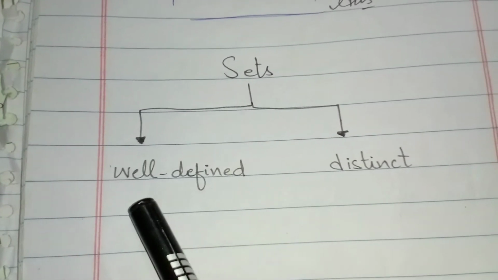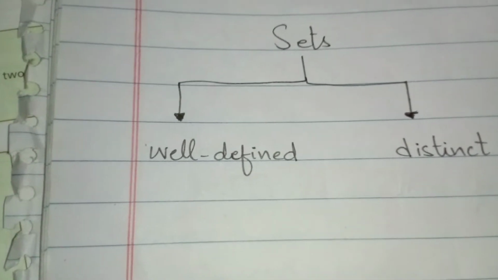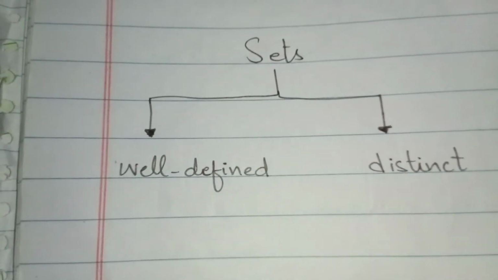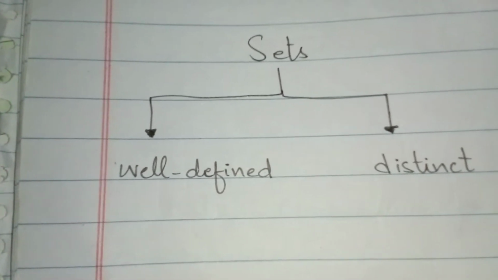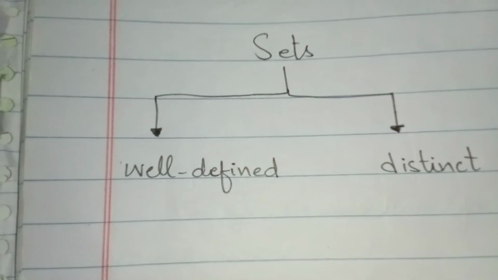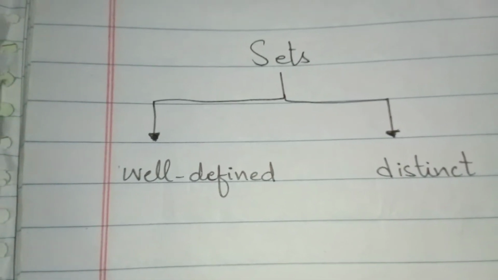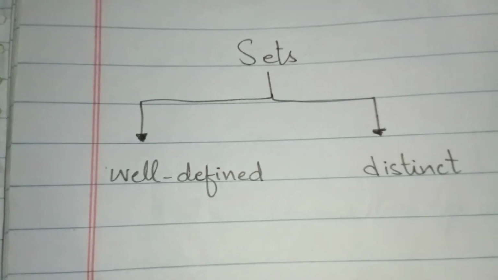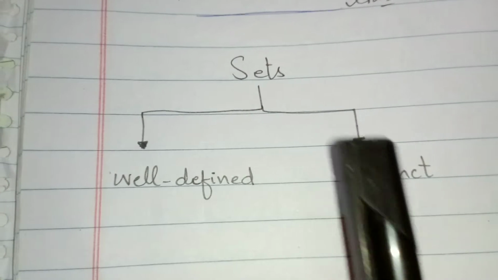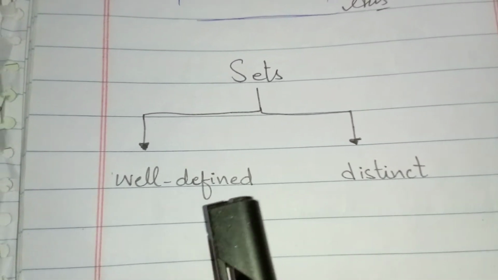And what is meant by well-defined? Well-defined means clearly defined. For example, colors of the rainbow. Colors of the rainbow are well-defined objects because they have unique colors. But a set of books is not a well-defined set because we do not know which type of books they are. So a set is a collection of well-defined and distinct objects. Distinct means different elements and well-defined means clearly defined objects.